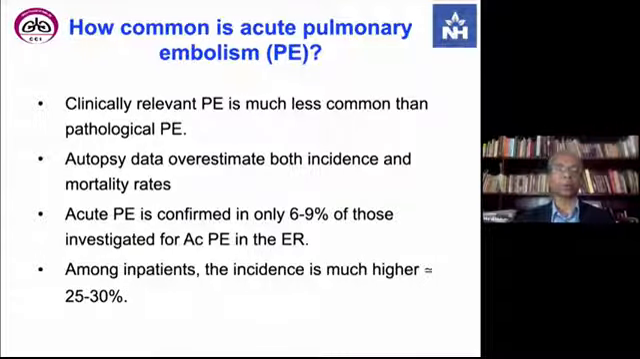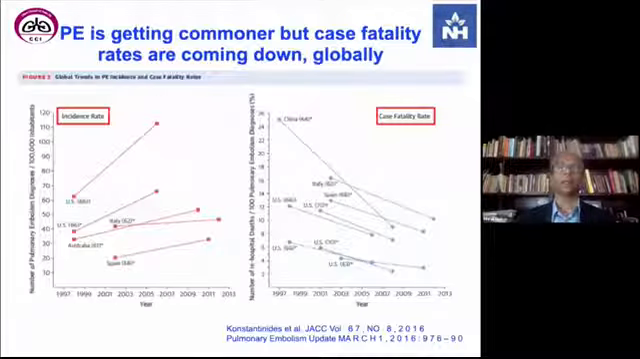And in fact, if you look at acute PE presentation in the ER and you do a CTPA or other investigations for this, an acute PE is confirmed in only 6 to 9% of those who are investigated. Among inpatients, however, the incidence is much higher, 25 to 30%, telling you that many inpatients also develop acute PE in hospital. And overall, PEs seem to be getting commoner.